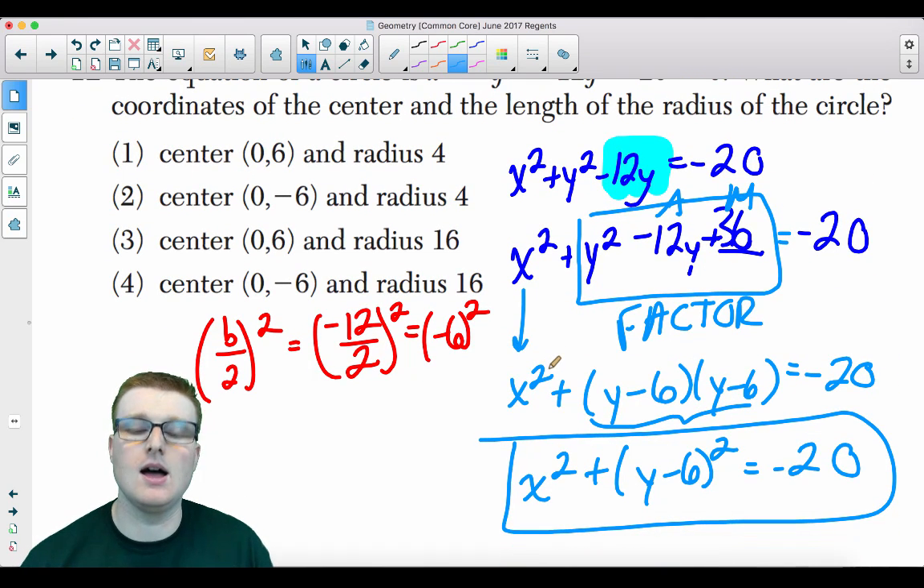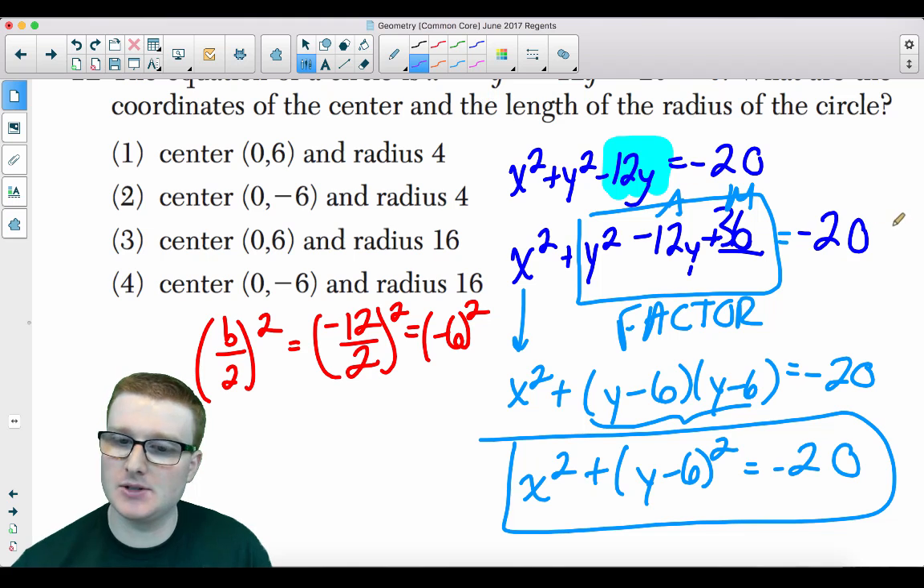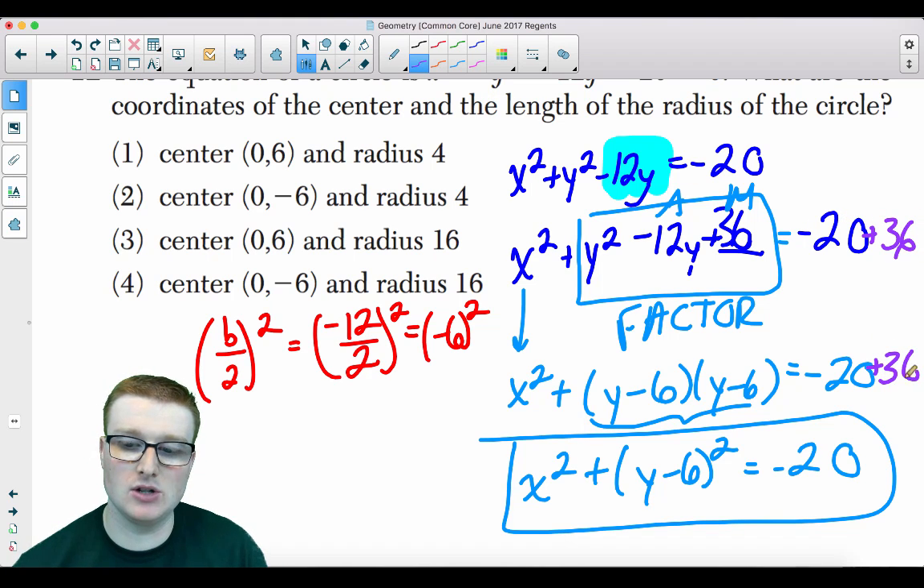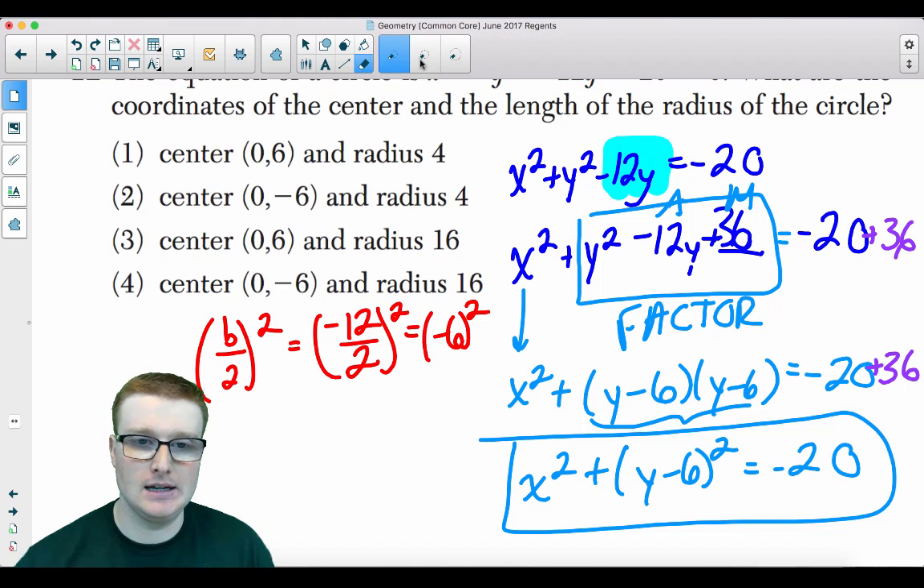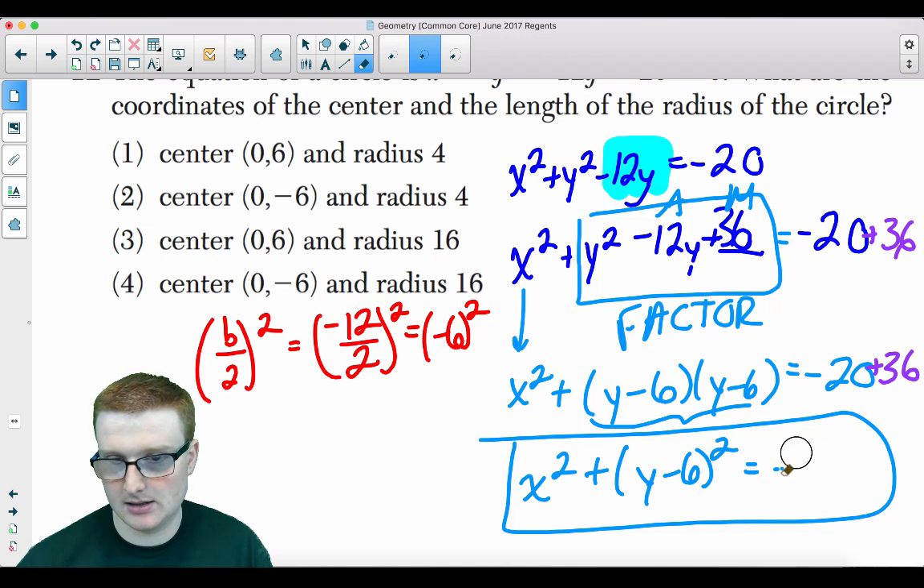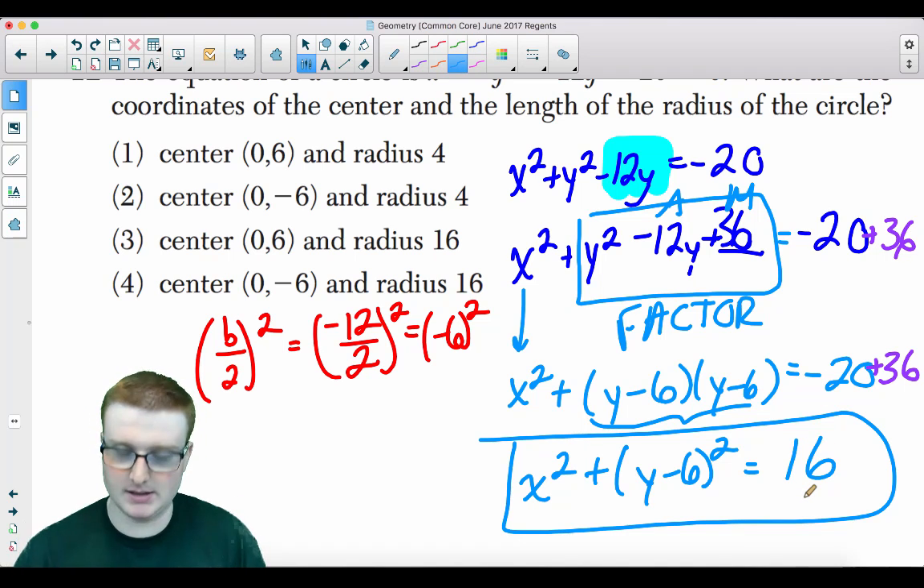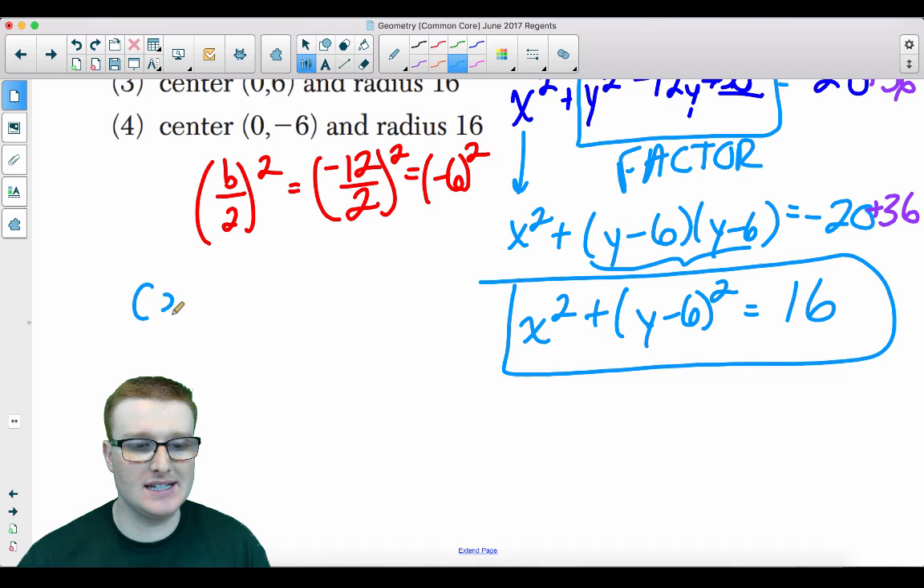Oh boy. I made a big mistake. I apologize. I was supposed to add the 36 on both sides because, again, what you do to one side, you must do to the other side. Forgive me for doing that. That should be positive 16. Negative 20 plus 36 is positive 16. That's better. Perfect. So now we just have to find the center and the radius.